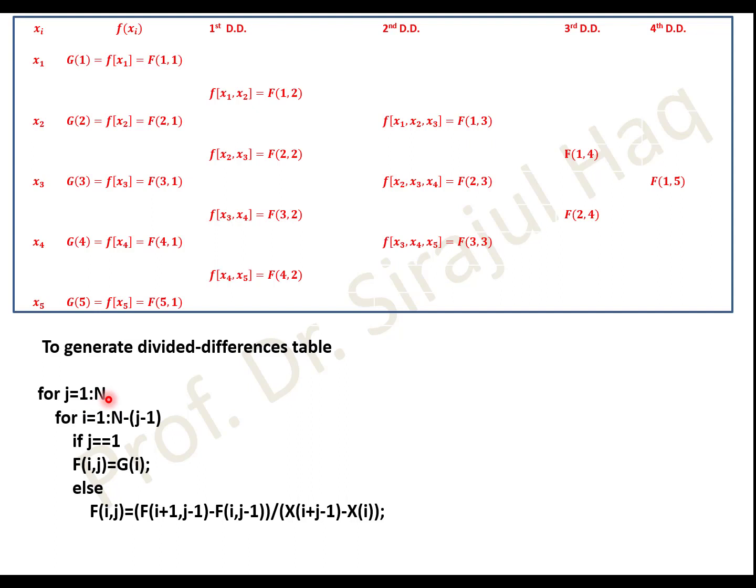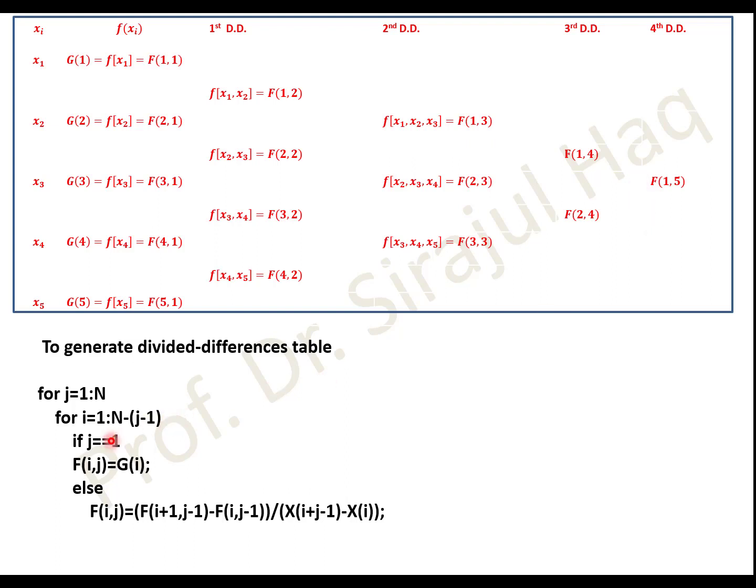J is equal to 5. I will be starting from 1 and reaches up to 4. 5 minus 4 is 1. Starting from 1 up to 1. And it will give you f of 1, 5 is equal to f of 2, 4 minus f of 1, 4 divided by, i is 1, j is equal to 5, so 6 minus 1 is 5, x5 minus x1. And this completes your table.